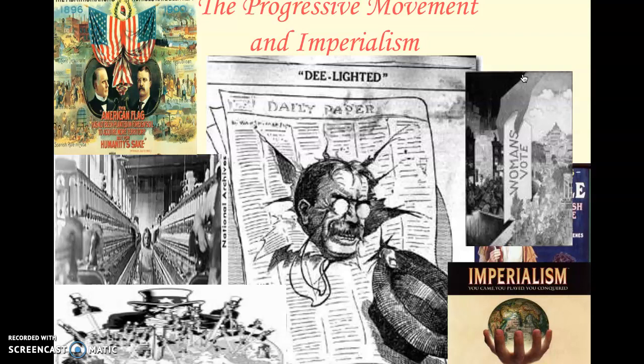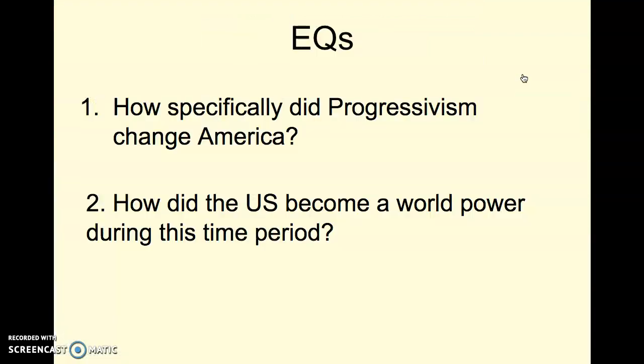So this is Unit 8. This is late 1800s, early 1900s. Part 1 is going to be progressive movement. Part 2 is going to be imperialism. So you're going to see a lot about Teddy Roosevelt and industry and some of the impacts of the robber barons and captains of industry that we talked about from last unit.